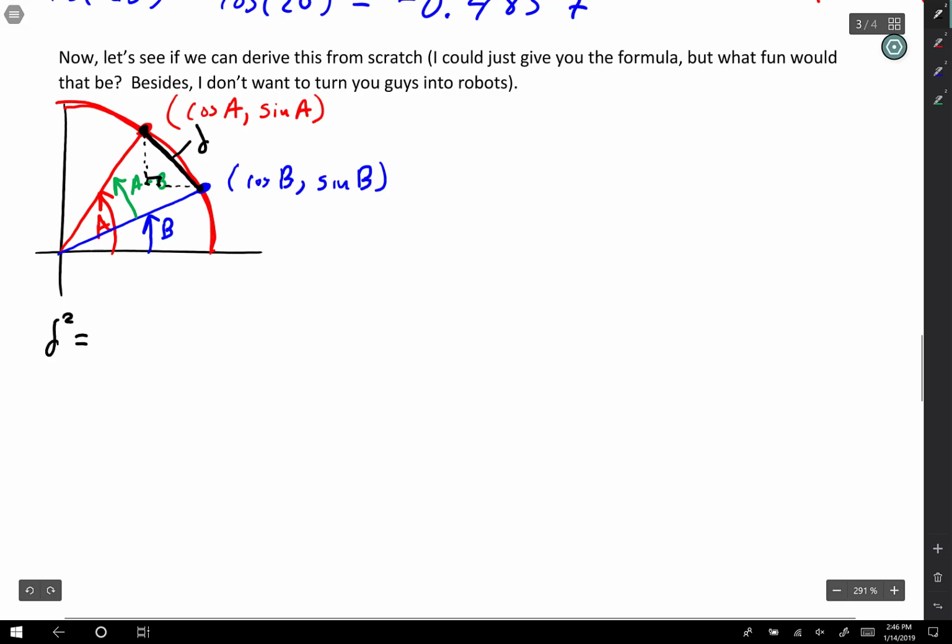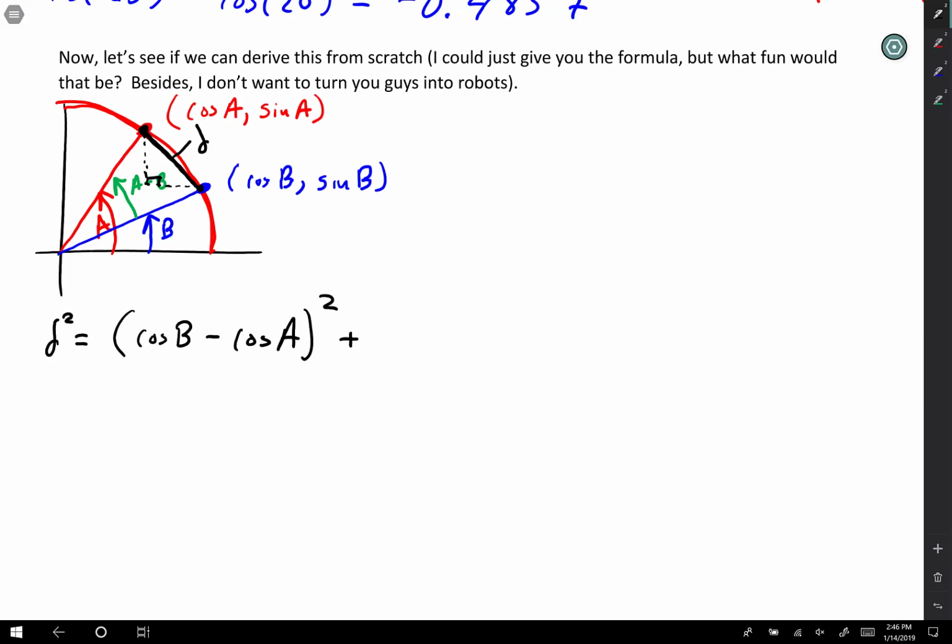D squared equals, I want the horizontal displacement down here. So that must be cosine B minus cosine A. Close it, put a square on it. That's your horizontal distance. Plus your vertical distance or vertical displacement is your sine A minus your sine B. Put a square on it. All I've done is Pythagorean theorem. Is anyone confused? So it's okay to separate the cosine like that? Yeah.